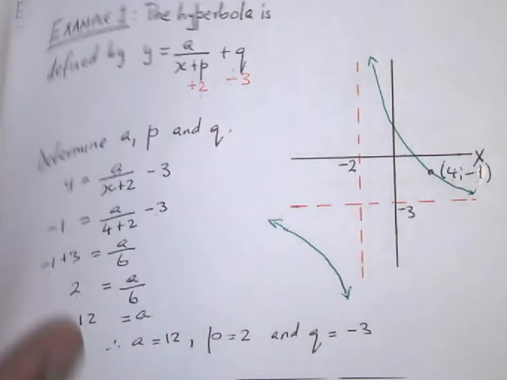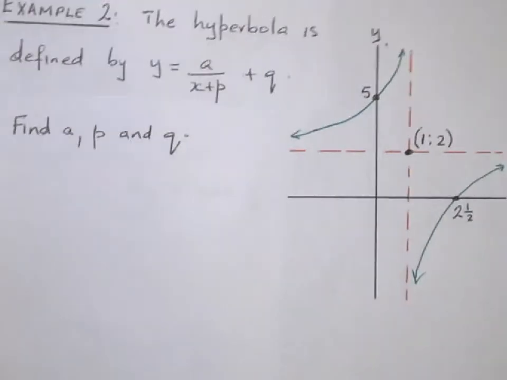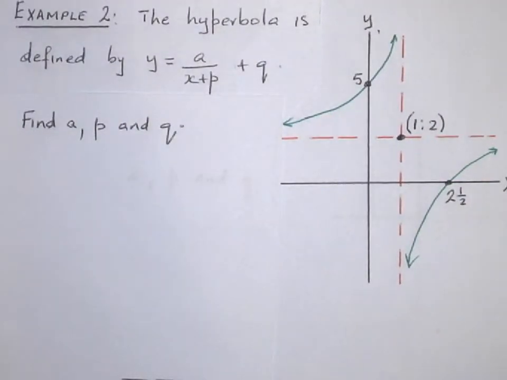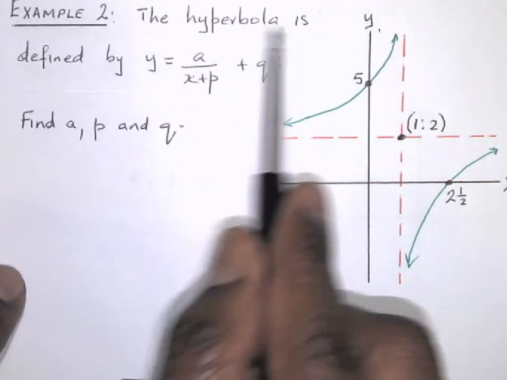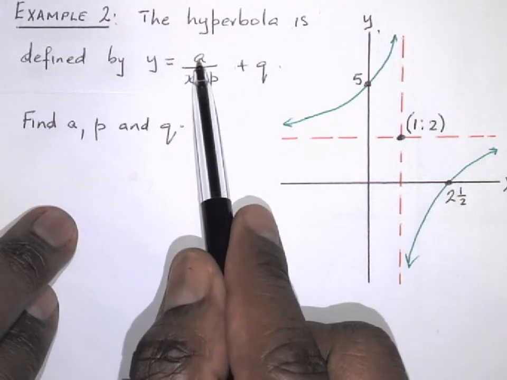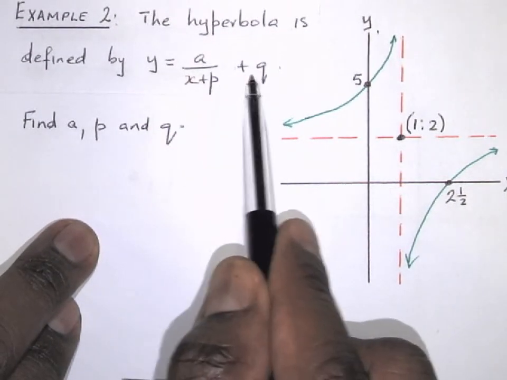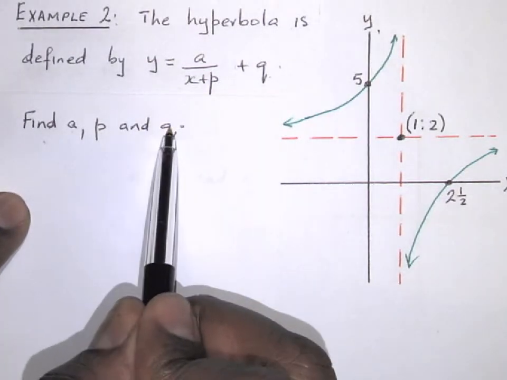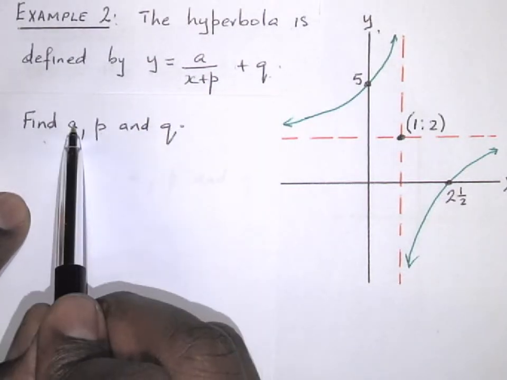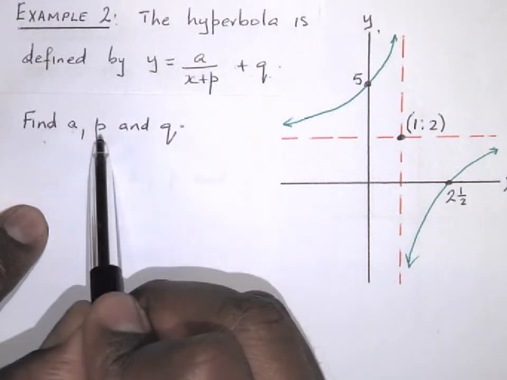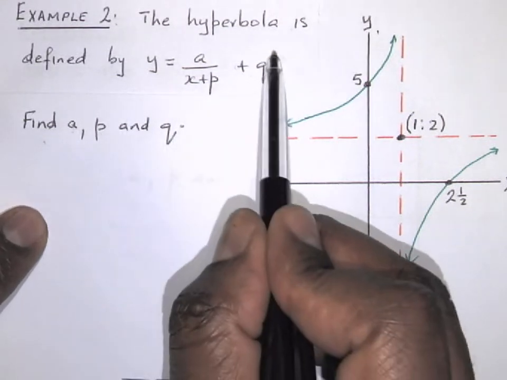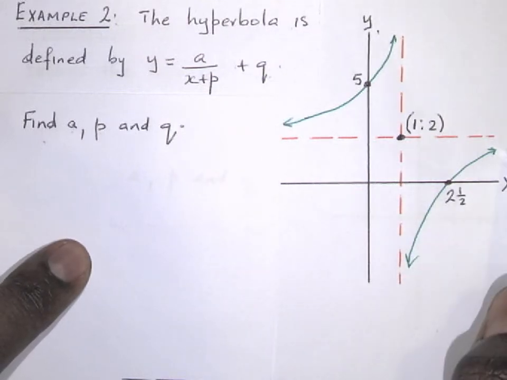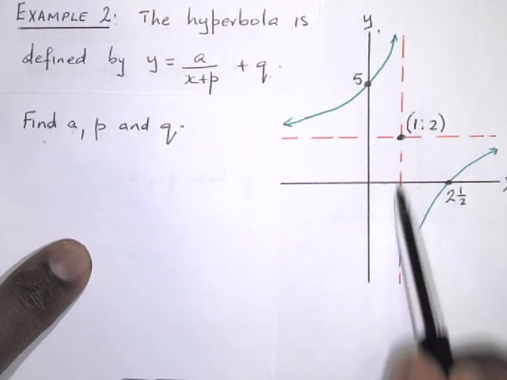Let's look at another example. It says the hyperbola is defined by y equals a over x plus p plus q. You've got to find the values of a, p, and q. Remember, a is the last thing to find. We don't know it yet, but you must find p and q. We know that q is the horizontal asymptote. It will be this line.